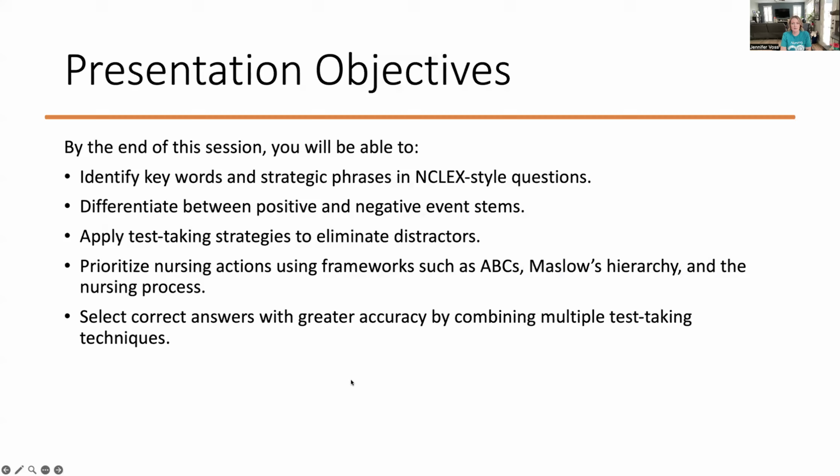Okay. So test taking tips and strategies, our presentation objectives. We are going to identify keywords and strategic phrases in NCLEX style questions. We are going to differentiate between positive and negative event stems. We are going to apply test taking strategies to eliminate distractors. We are going to talk about prioritizing nursing actions using frameworks such as ABCs, Maslow's hierarchy, and the nursing process. And then we are also going to learn how to hopefully help us to select the correct answers with greater accuracy by combining multiple test taking techniques. So that's the good news, is a lot of the techniques that we're going to talk about can be stacked and you can apply multiple techniques to a single question, which is helpful, right?